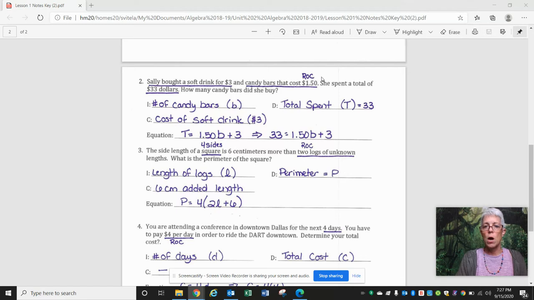Now you probably see ROC. That's called the rate of change. So as you buy one chocolate bar, that's $1.50. Two chocolate bars, it's $3. Three chocolate bars, it's $4.50. So the rate of change is $1.50, and that doesn't change either. It's like plus $1.50, plus $1.50, plus $1.50.